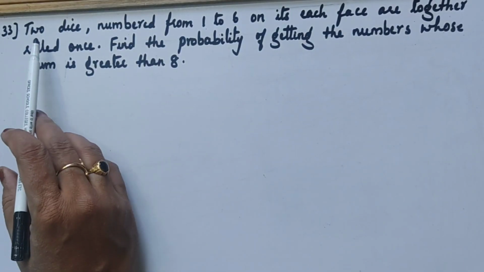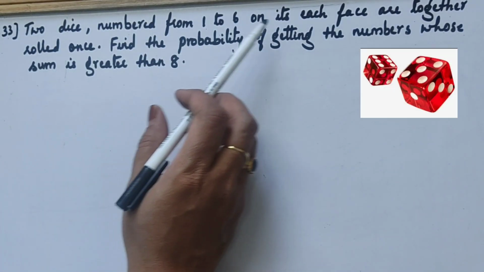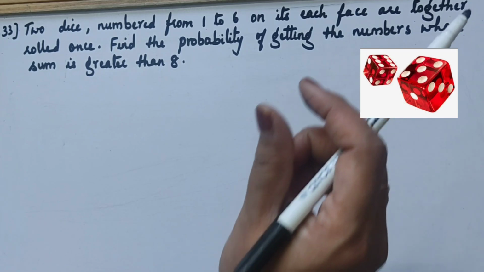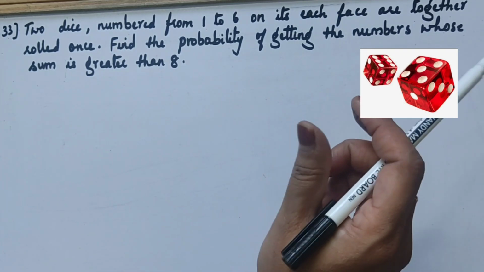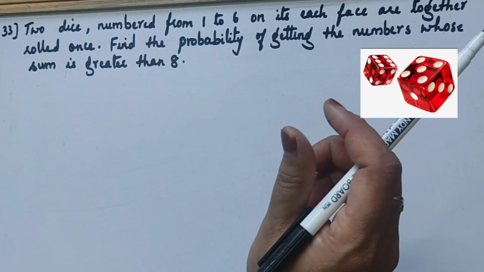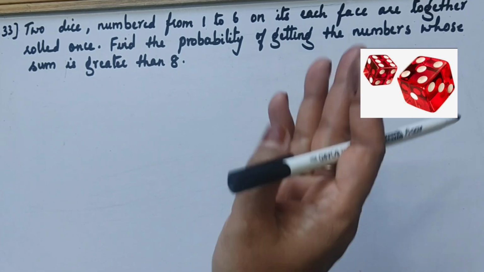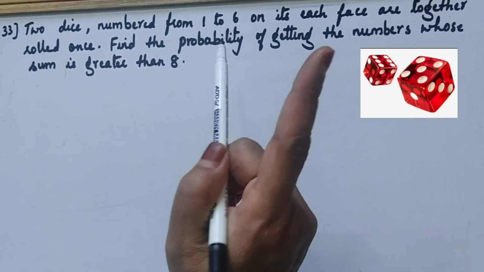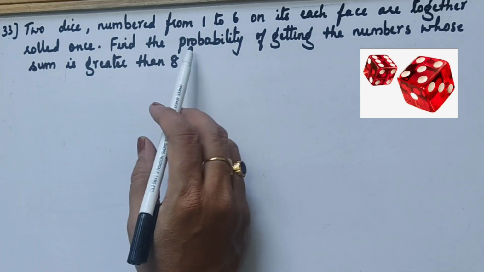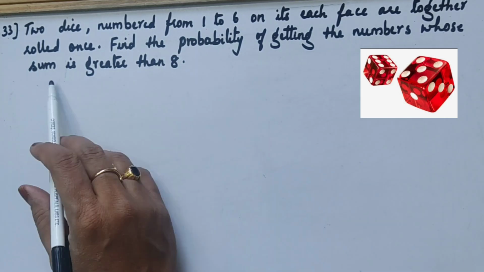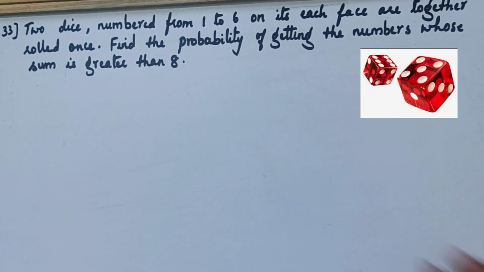We have got here two dice numbered from 1 to 6 on each face. We have got a die, so the die has got total 6 faces. How many? 6 faces. And these two dice are tossed only once, or we say it is rolled only once. Find the probability of getting the numbers whose sum is greater than 8.